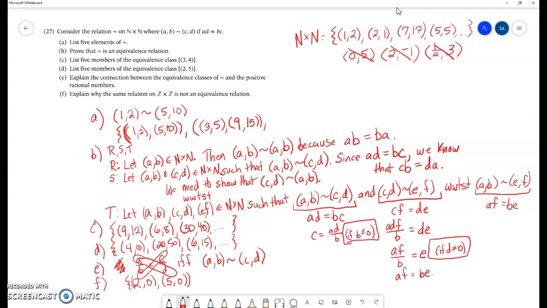So we could maybe adjust this somewhat. But if it was allowed to be any integer, it would fail the transitive property. And that's why we would not have an equivalence relationship if it was on Z cross Z.